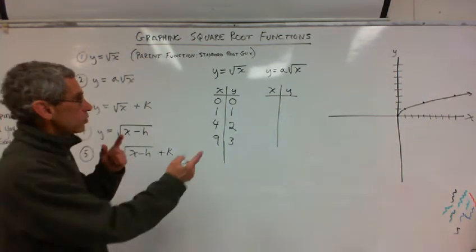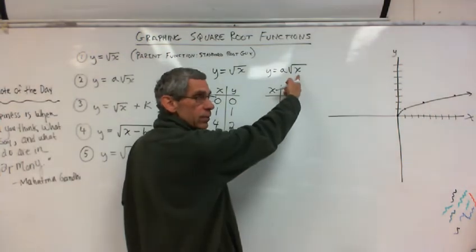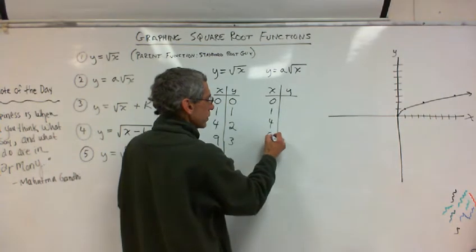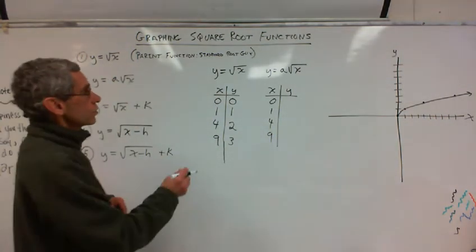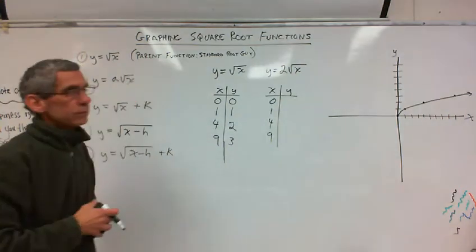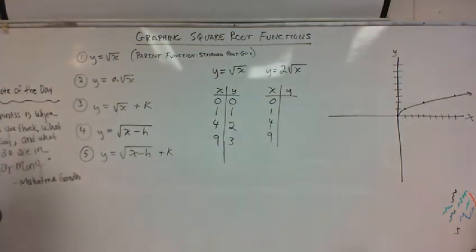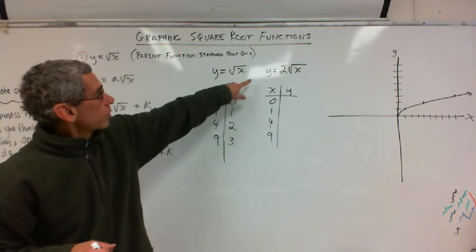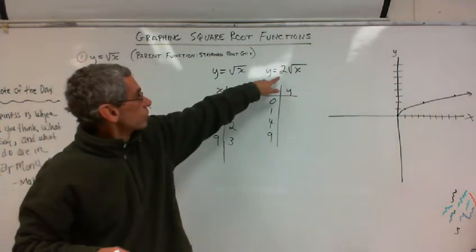Now, I'm going to choose the same things because I want something that comes out of the square root sign, right? So 0, 1, 4, 9. Okay, so let's now make the a 2. So y is equal to 2 square root of x. Sorry about that, I should have written that first. Y is equal to, so my a is now 2.